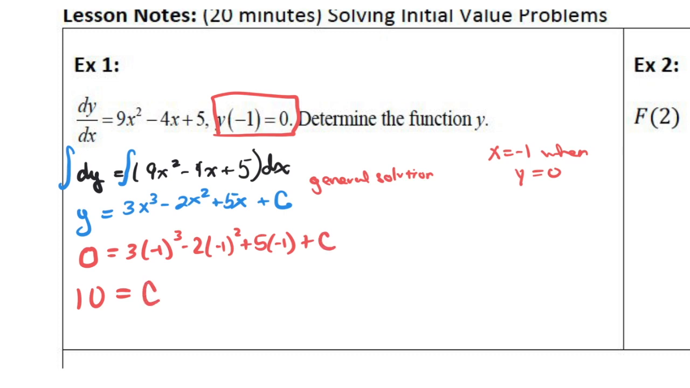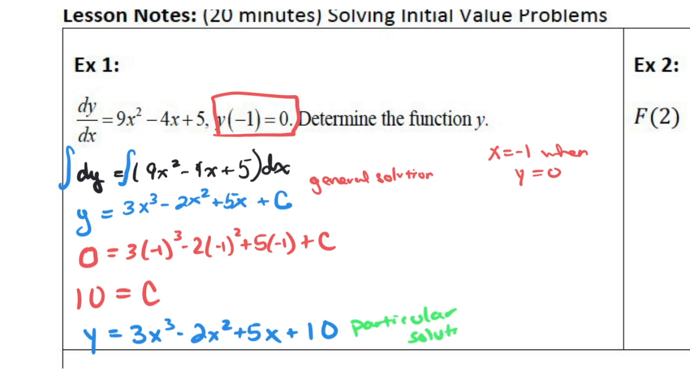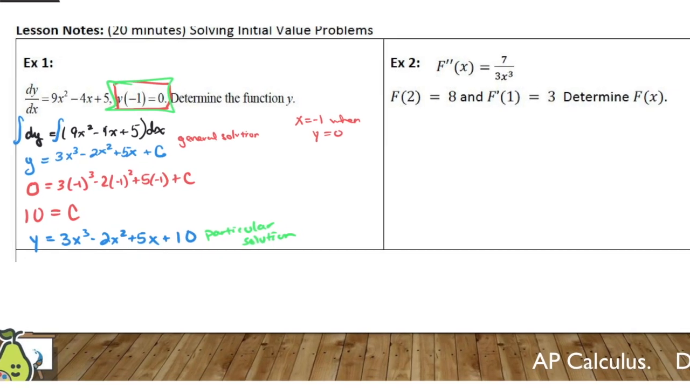So if 10 is equal to c, you can find your particular solution. And a particular solution, you're going to fill the c in, so you have 3x cubed minus 2x squared plus 5x plus 10. And once again, this is called the particular solution because it will travel through one point in particular.